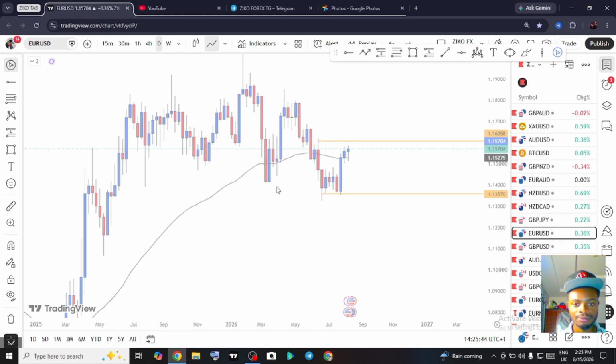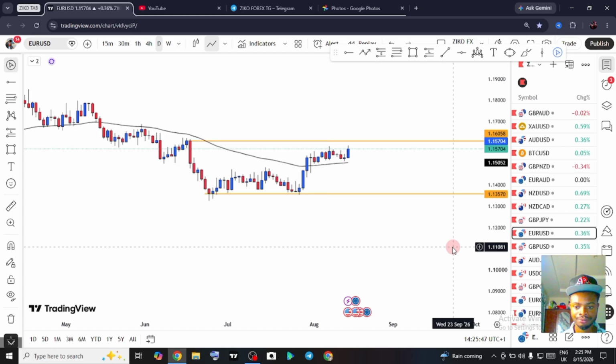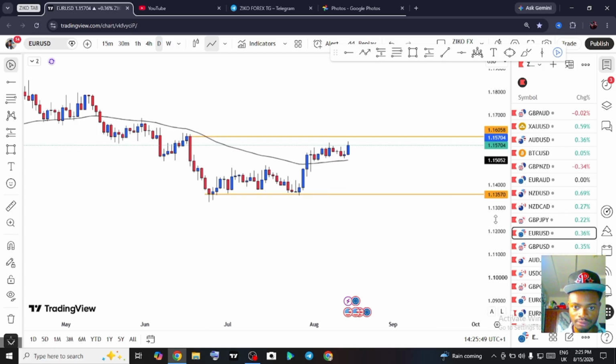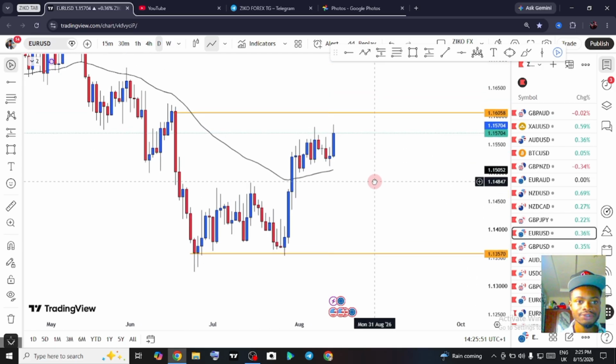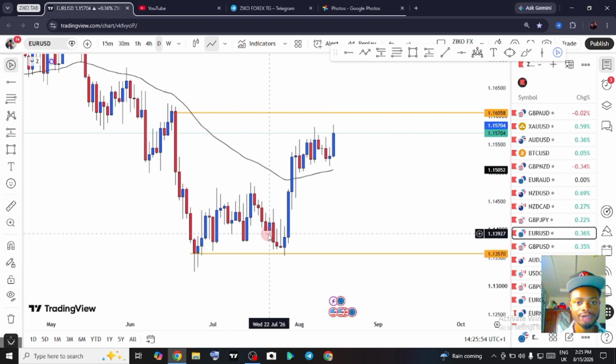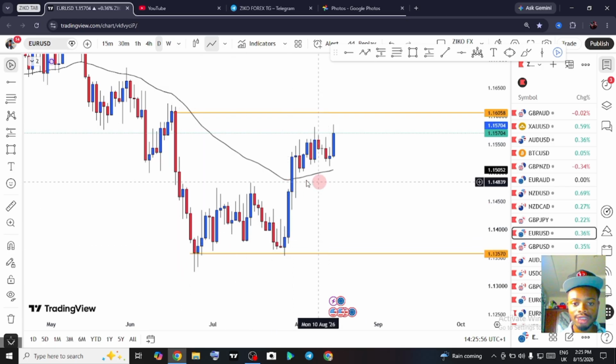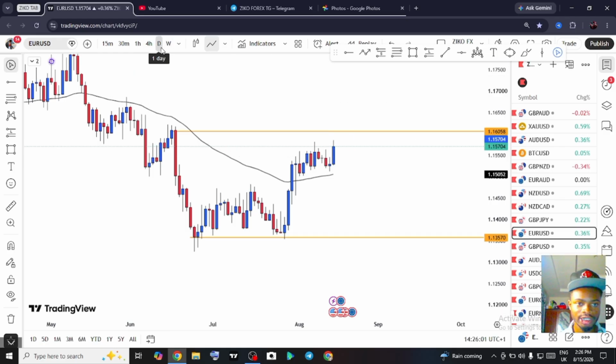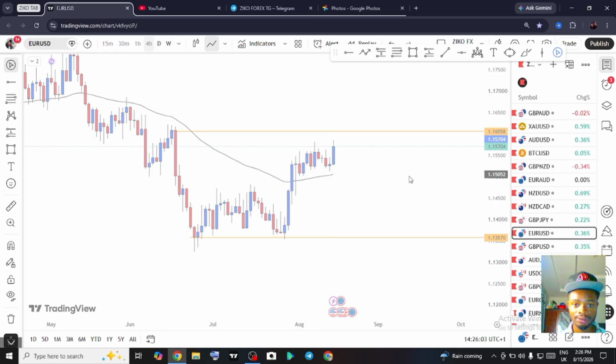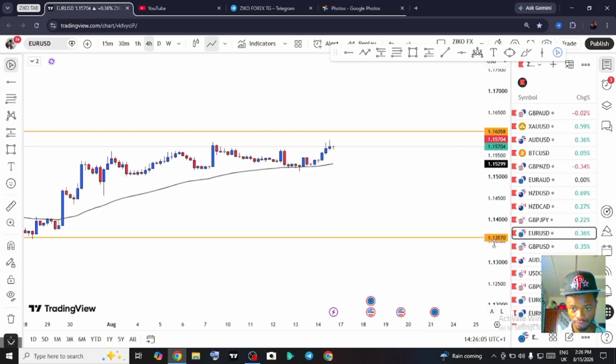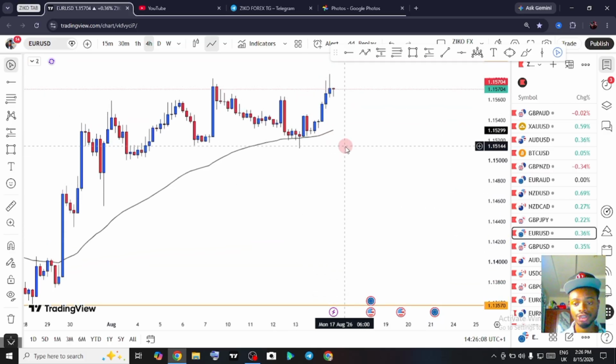Daily time frame overall is still bearish, right? So weekly is bullish, daily is bearish. 4 hour is actually bullish. So there's no two time frames in sync, and that's why I'm not paying attention, and I will not be paying attention to Euro USD this week.